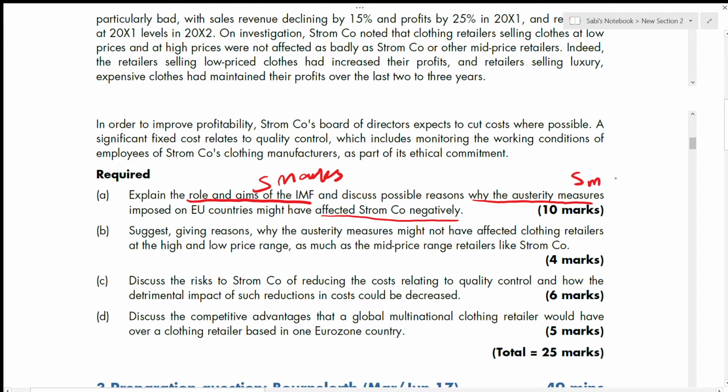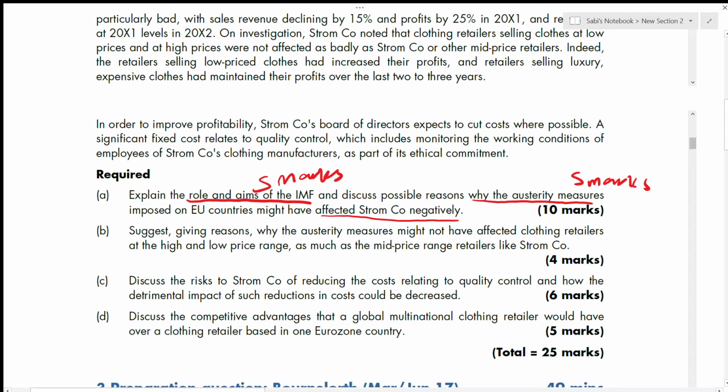Whenever you have 2 requirements under one, you have to divide the marks equally, because you don't know how many marks are allocated for each. They have just given you the overall marks, the total marks, which is 10. So divide it equally and write the points. B is for 4 marks.